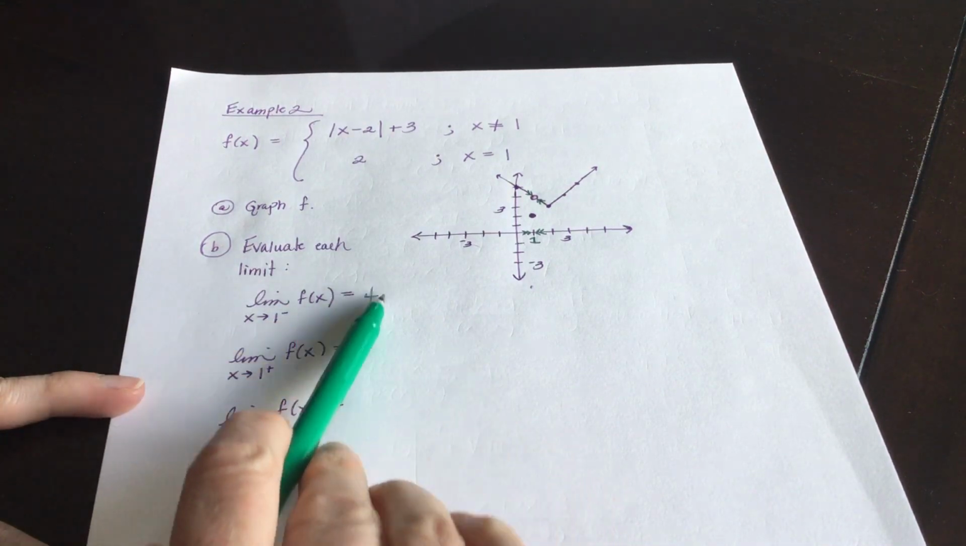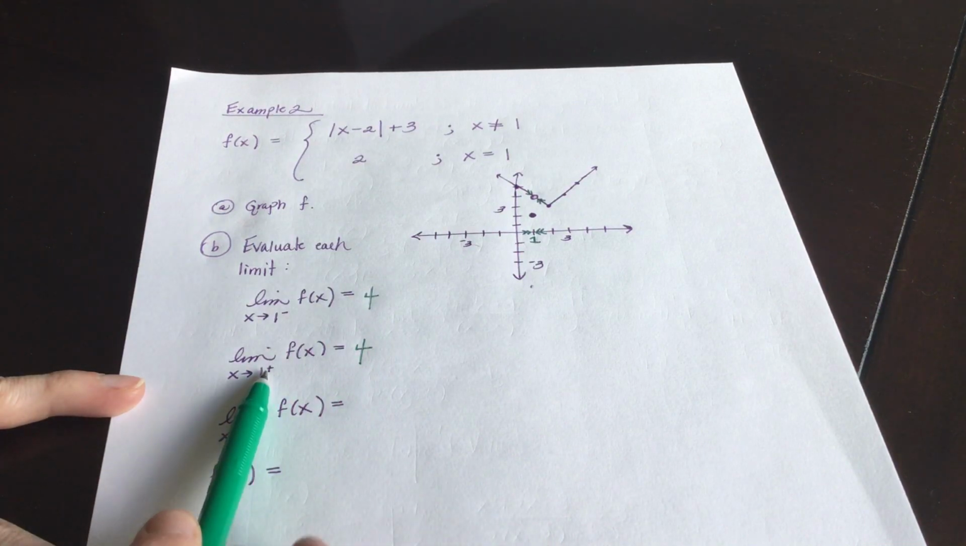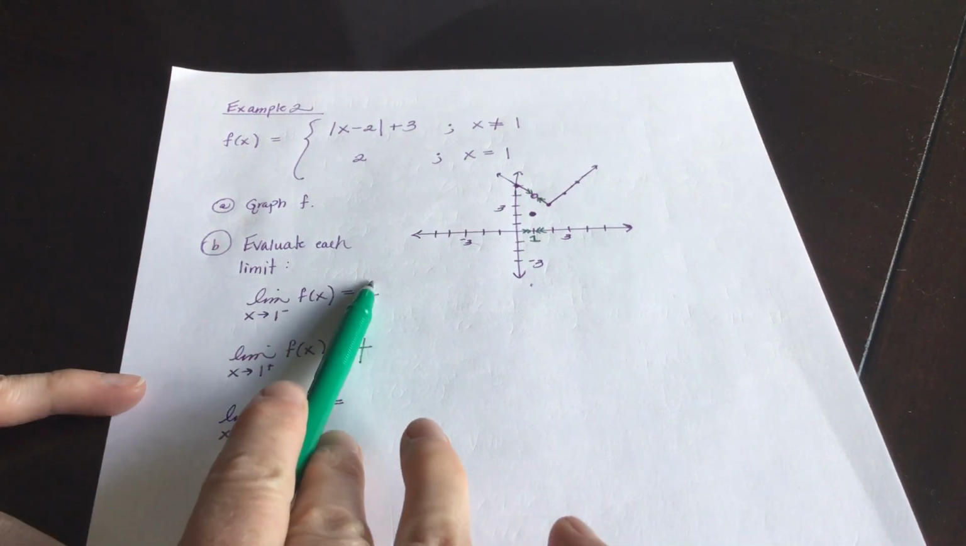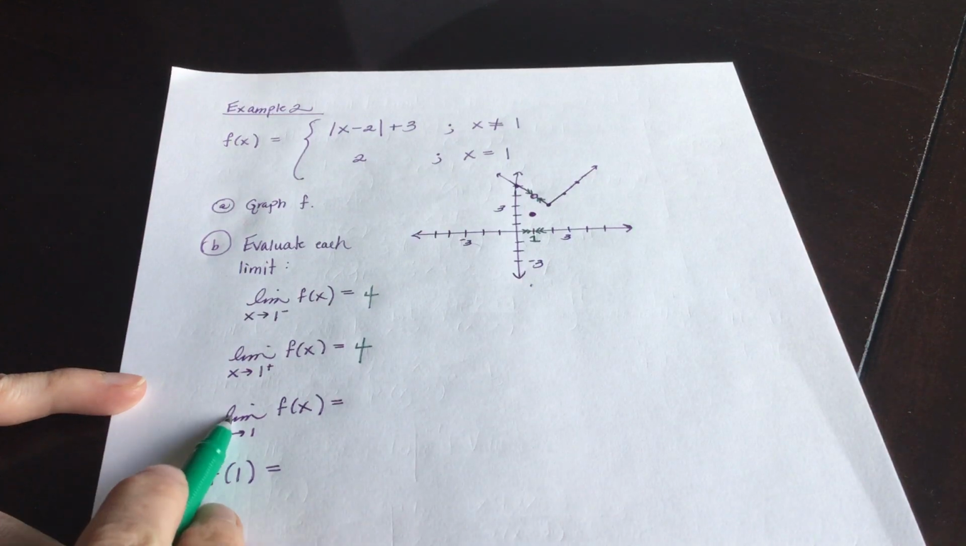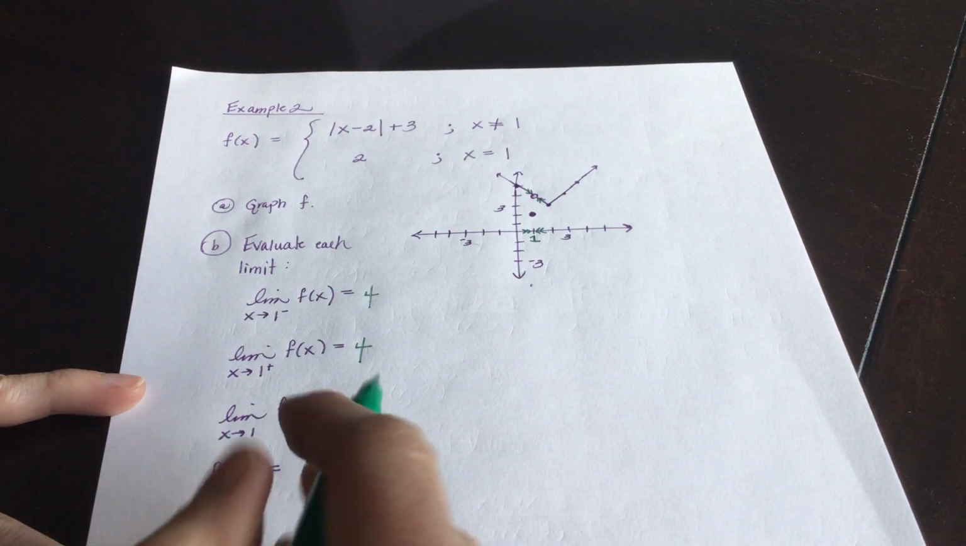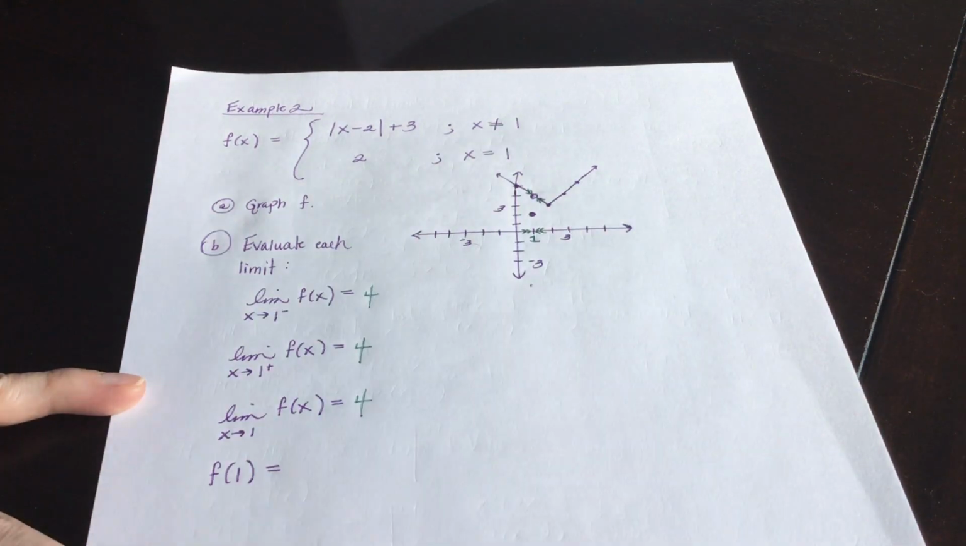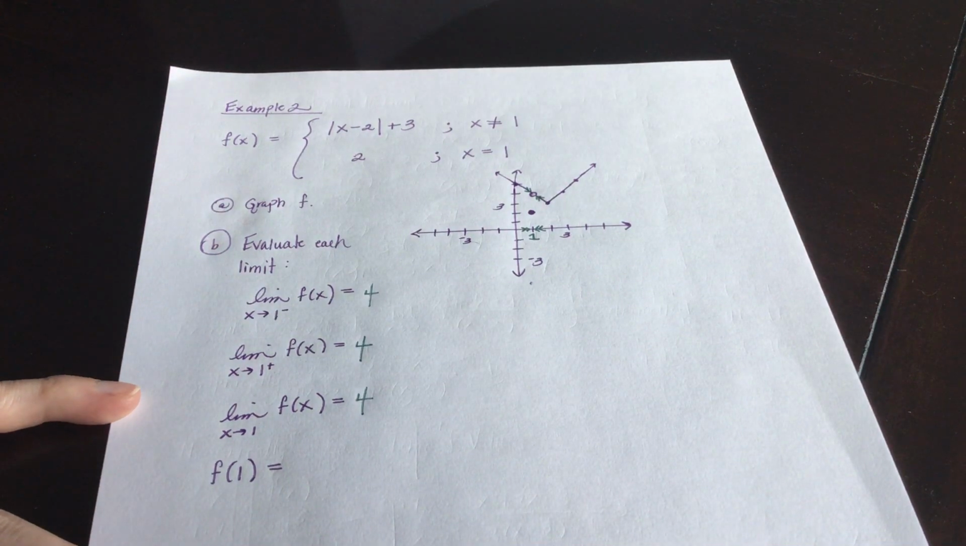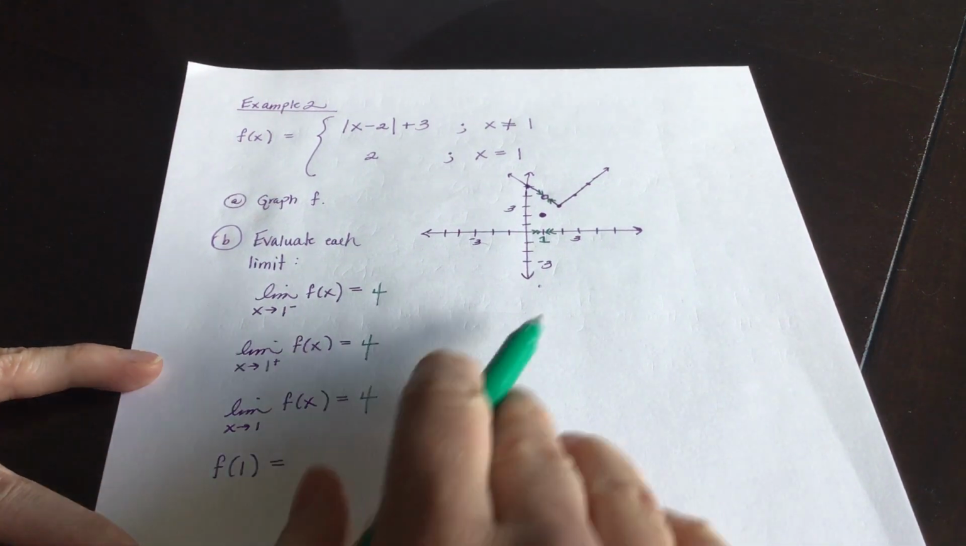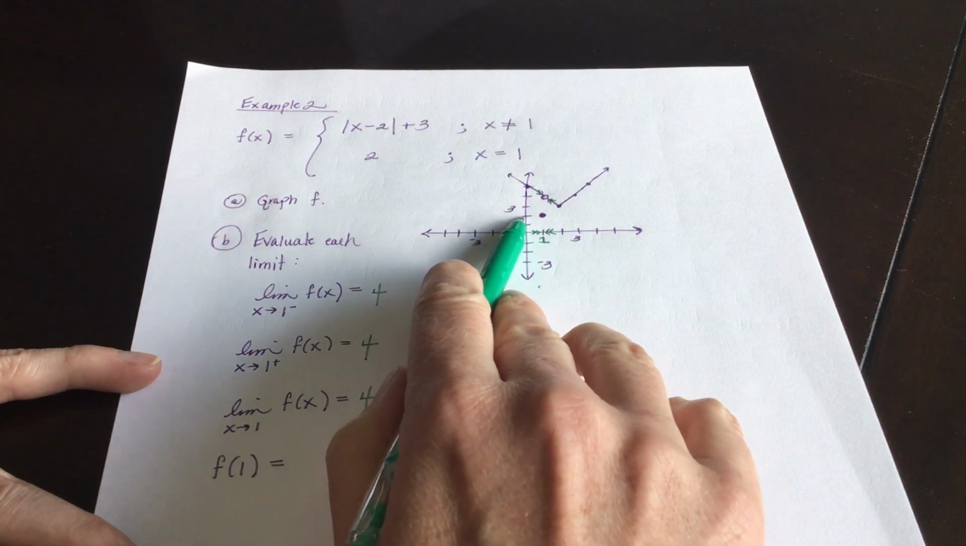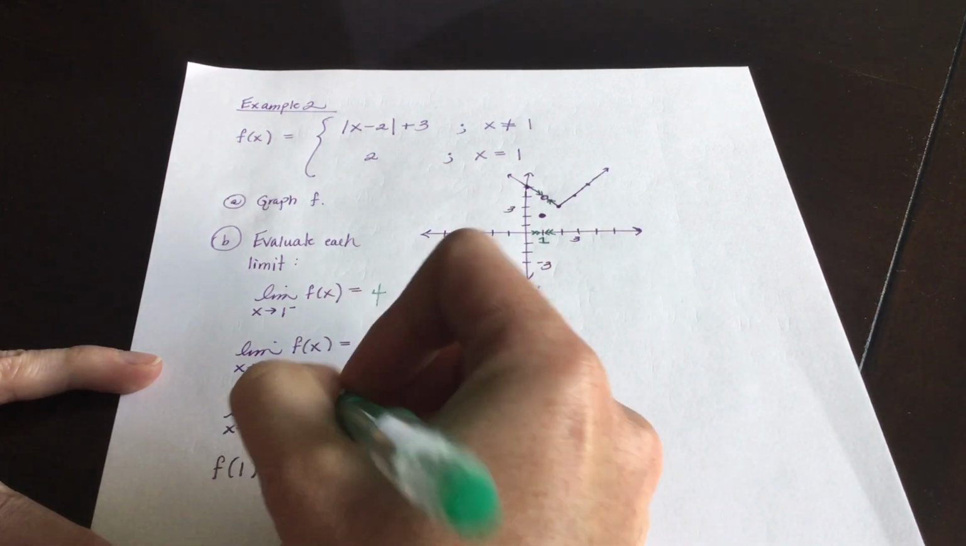So since the left-sided limit and right-sided limits at 1 are both defined and both equal 4, that would mean the double-sided limit as x approaches 1 of this function is also 4. Now, what is f of 1? Well, if you plug 1 in, you'd get 2. So f of 1 is 2.